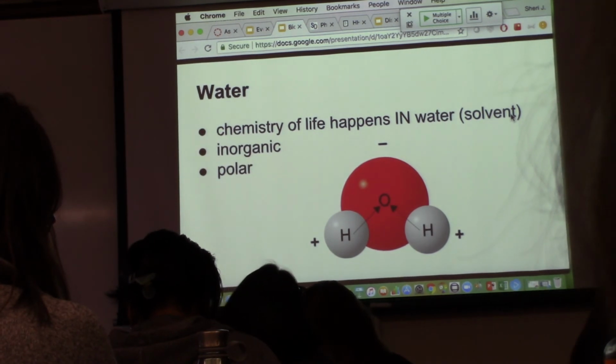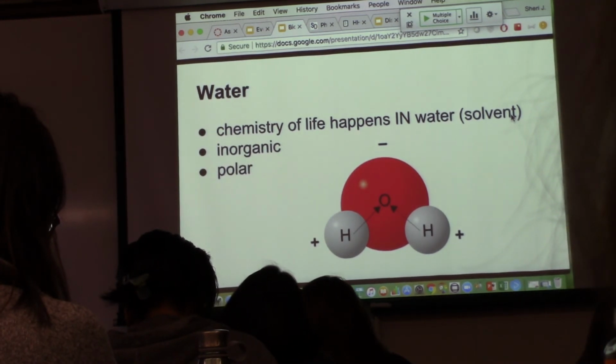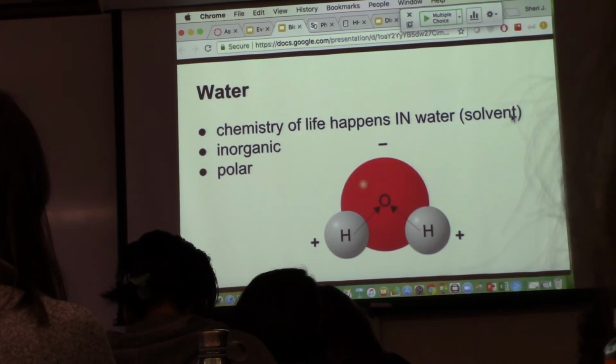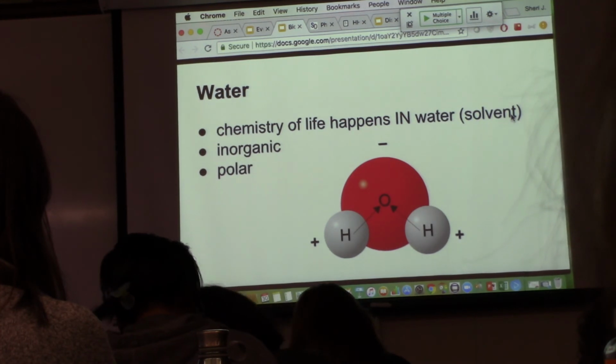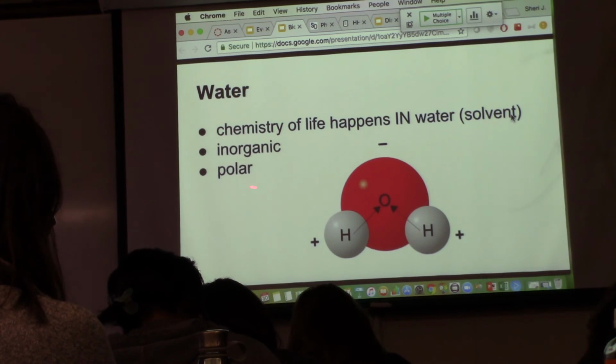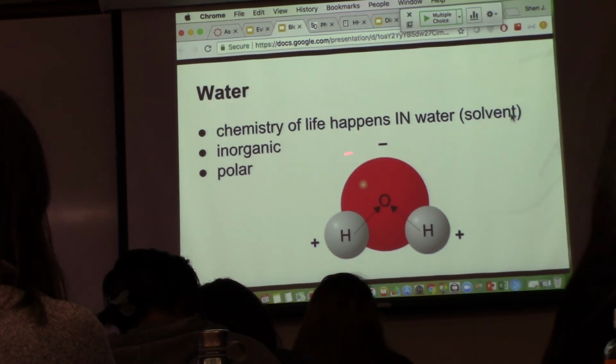Your cells have water in them. And the molecules that are reacting in your cells, oftentimes those reactions are happening in water, or maybe there's a lipid-water interface where they're happening. Water is not an organic molecule, it's an inorganic molecule, and it's very polar. It's got some unique characteristics.